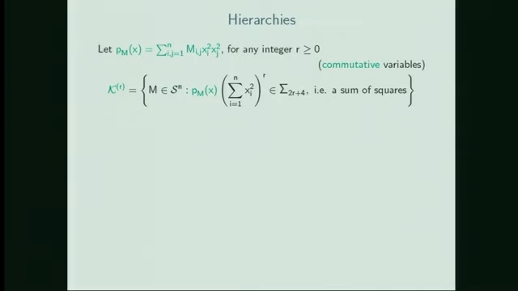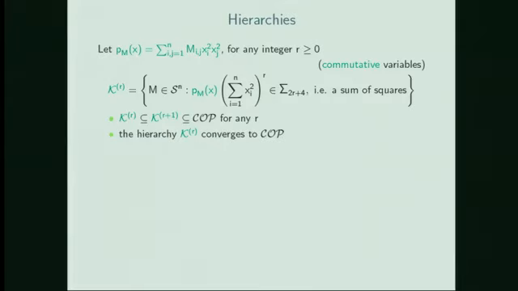Now, the Parrilo hierarchy for the completely positive cone. We call P_M(x) the polynomial, which is written as the sum of m_ij x_i squared x_j squared, where we look at commutative variables, and the r-th level of the hierarchy asks for the matrices for which P_M(x) multiplied by the sum of x_i squared, everything to the power r, is a sum of squares. And this is a hierarchy. It is contained in the completely positive cone, and it also converges.